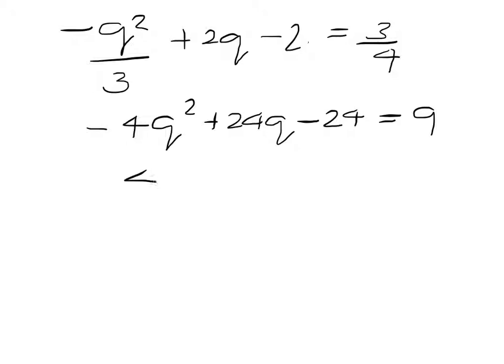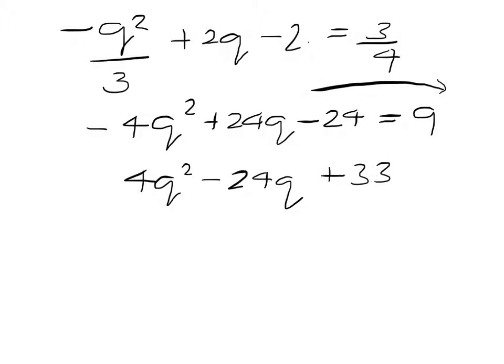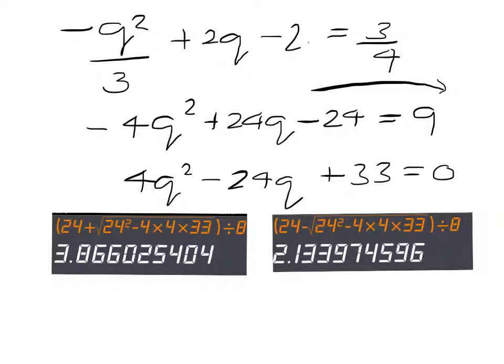So if I write this out now, I'll have 4q squared minus 24q. It's as though I'm moving everything to this side. So if the minus 24 goes over to that side, it will be 24 plus 9, which is 33, equals 0. So I now have to solve this using the quadratic formula. So you can see I've processed the information through the calculator.